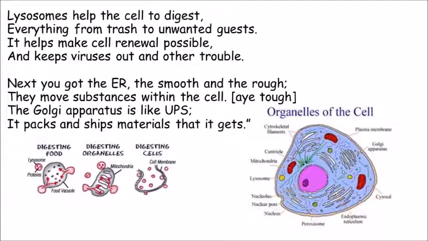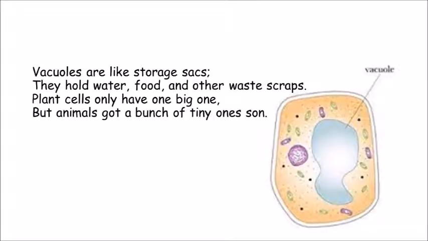Next you got the ER, the smooth and the rough. They move substances within the cell. The Golgi apparatus is like UPS. It packs and ships materials that it gets. Vacuoles are like storage sacks. They hold water, food, and other waste scraps. Plant cells only have one big one, but animals got a bunch of tiny ones, son.